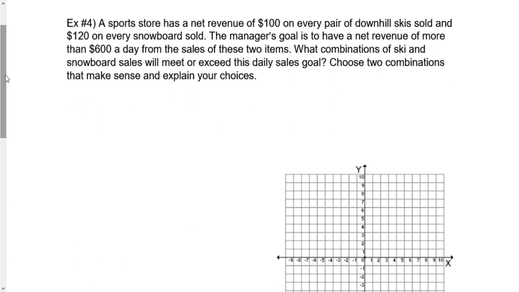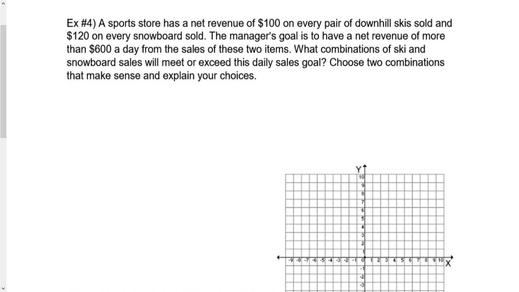Because we had done word problems and we had converted word problems into equations in Foundations 10, we can do the exact same thing in Foundations 20. So a sports store has a net revenue of $100 on every pair of downhill skis sold, and $120 on every snowboard sold. The manager's goal is to have a net revenue of more than $600 a day from the sale of these two items. What combinations of ski and snowboard sales would meet or exceed this daily sales goal? We're going to choose two combinations that make sense and explain the choices.